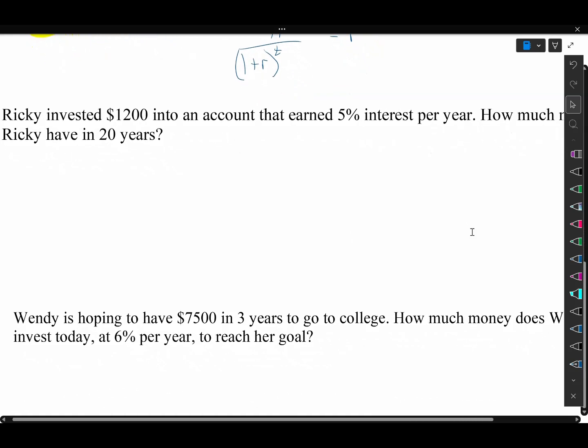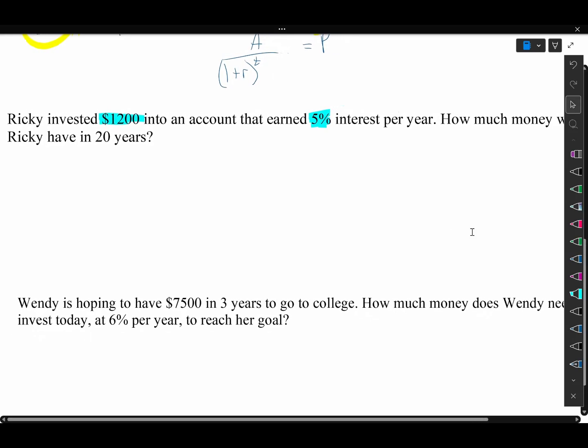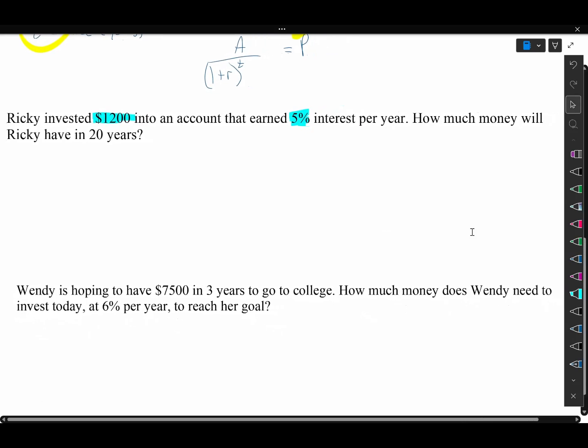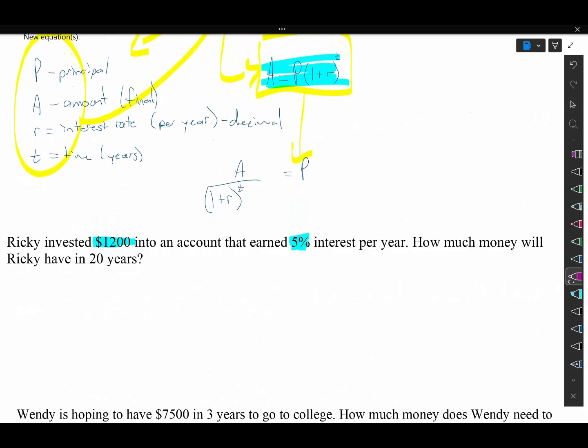Ricky invests $1,200 into an account that earns 5% interest per year. Let's highlight those two key pieces: $1,200, 5% interest. How much, let's zoom out a bit, how much money will Ricky have in 20 years? So number one, it's up to us to recognize, what's the question asking? Are we looking to try and find a future value or a present value? In this case, how much money will he have? They're asking for a future value.